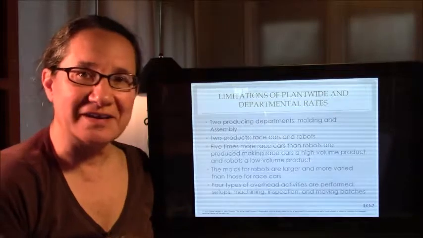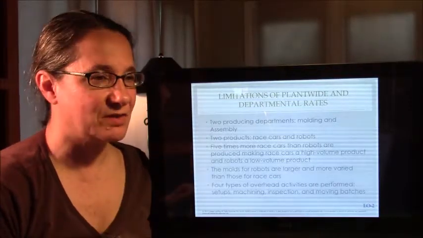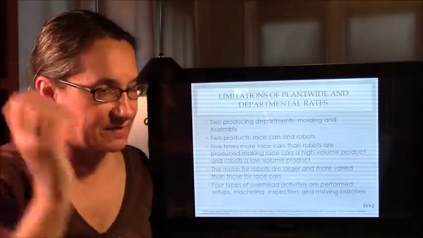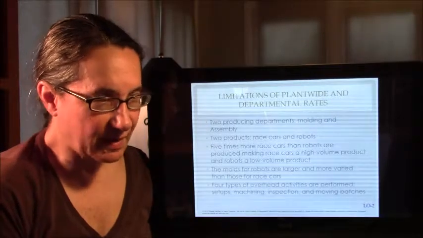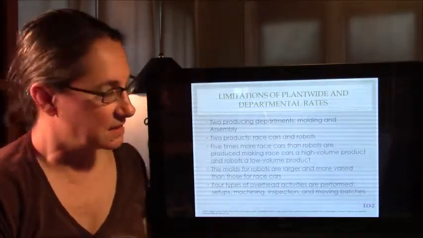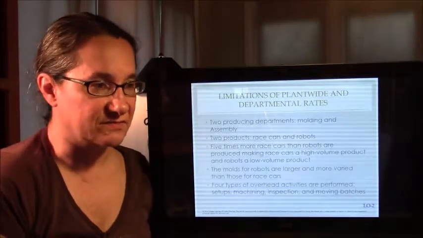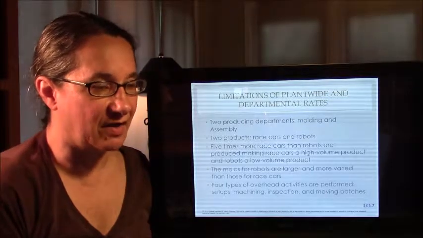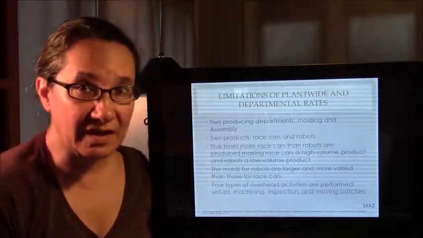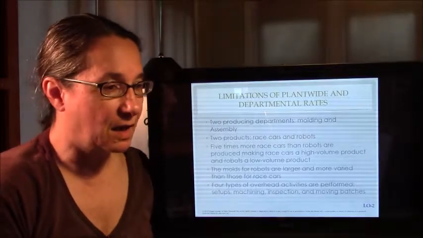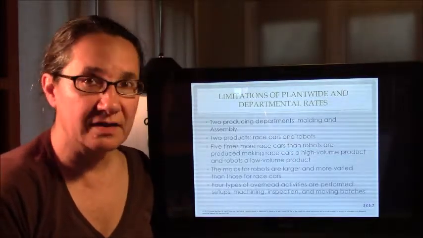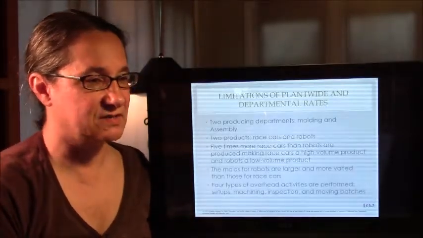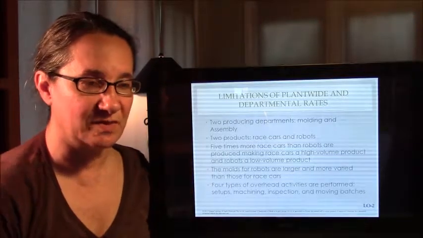So in this imaginary scenario, we have two departments. They're called the molding department and the assembly department. So they're making these toys, and they mold them, and then they put them together. They make two kinds of toys, race cars and robots, and they use resources differently. We make 5 times more race cars than robots, so we have this high volume versus low volume. That can use up resources very differently. Molds for robots are larger and more varied, so there's a difference in resources. And we've got 4 types of overhead activities: setups, machining, inspection, and moving batches.